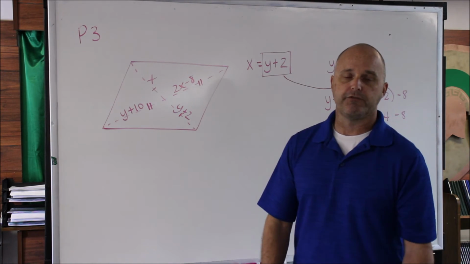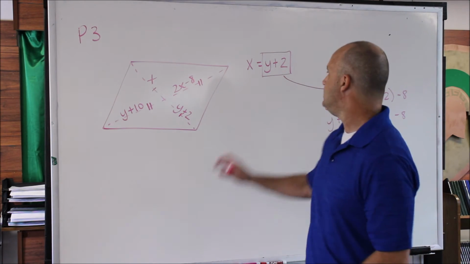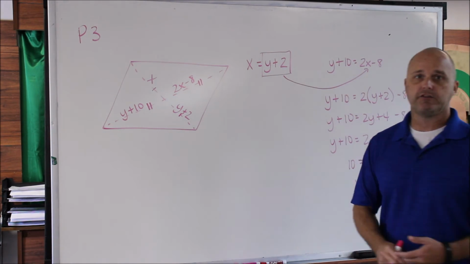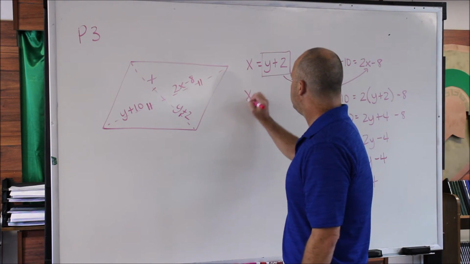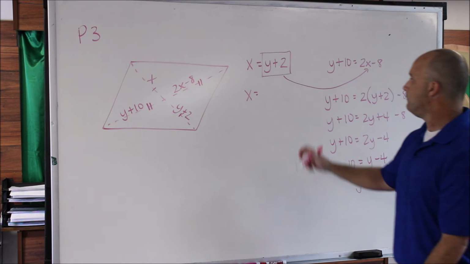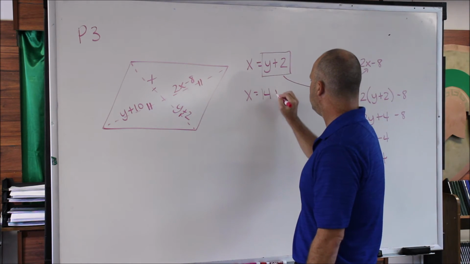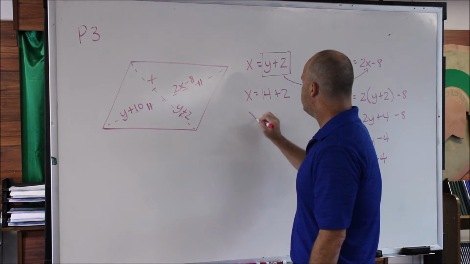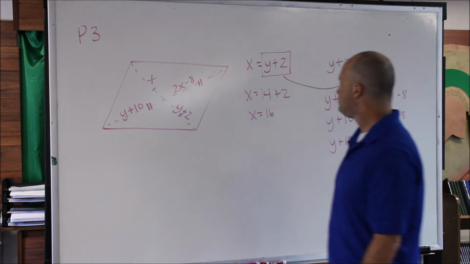Once I have y equals 14, I can take that into the other equation and solve for x. So x is equal to, instead of y, I now know that y is equal to 14, so I can say 14 plus 2. So then x is equal to 16.